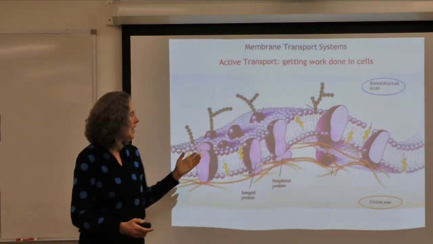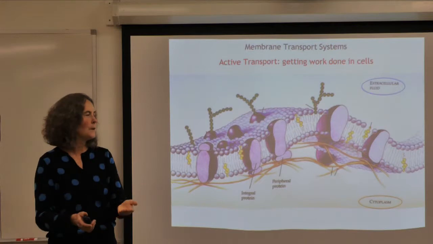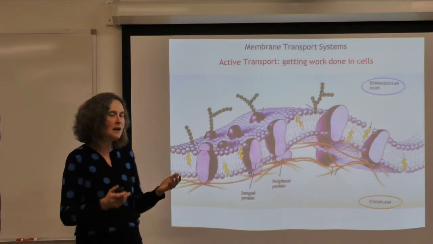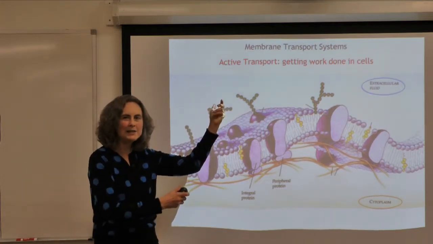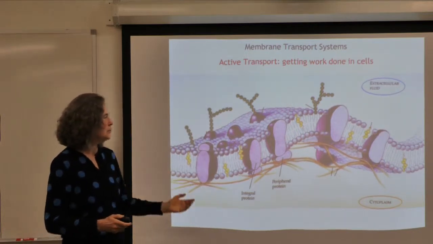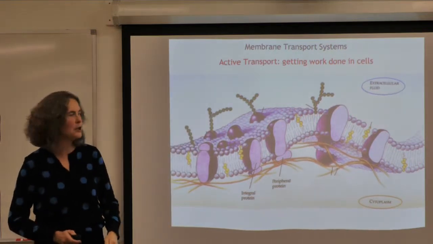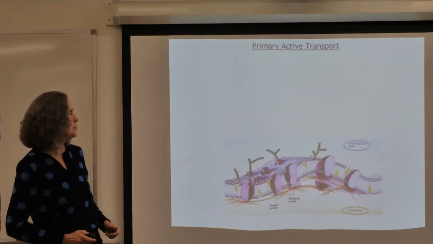And membranes have ways to allow and even assist that passive transport. But more often, cells need ions and molecules to be in a certain place, often where they don't want to be. And for that, the cell needs to use energy to haul those ions and molecules where it wants them to go. And that's active transport.